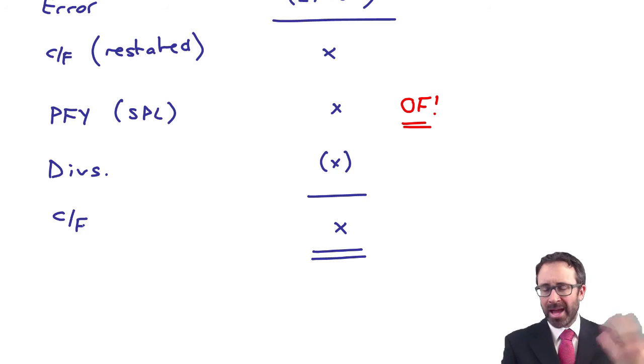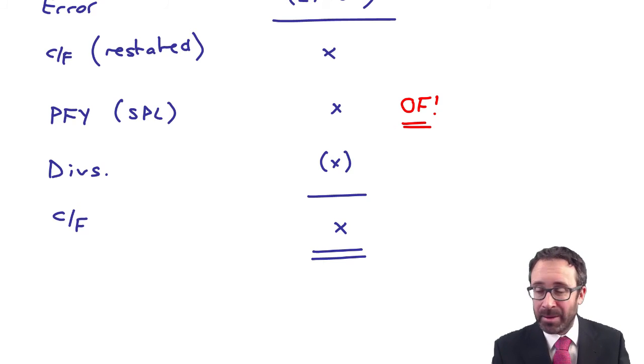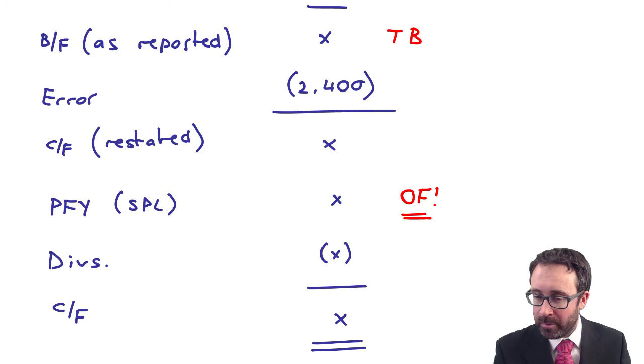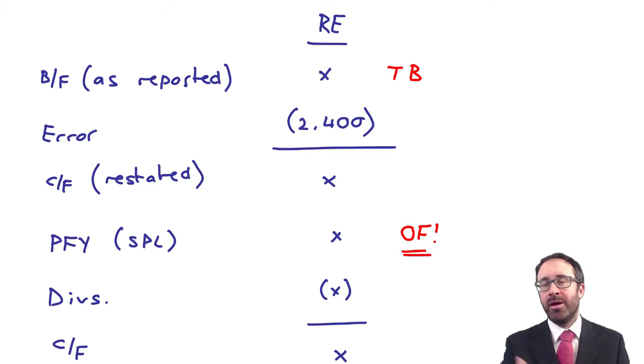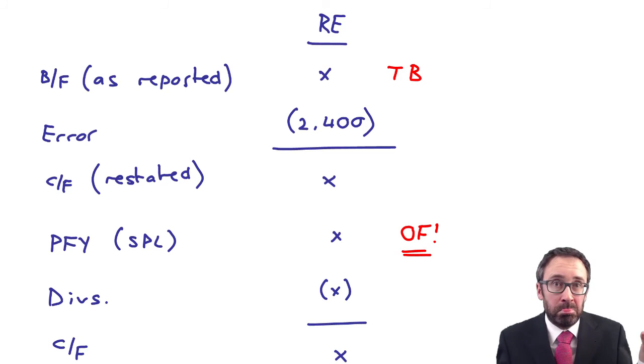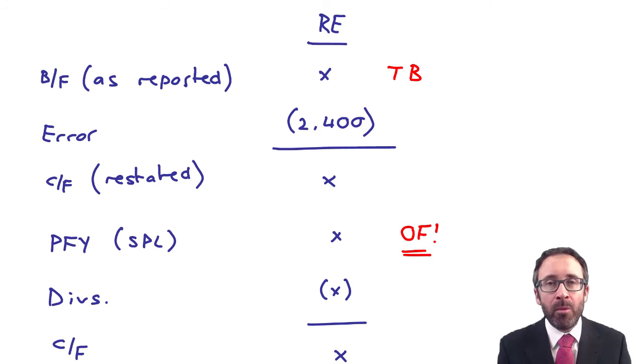Again, the dividends will be given to you somewhere within the question. It might be contained within the TB, in which case just take it straight from there. It could very well be that you might have to calculate them based on the number of shares in issue and the dividend declared per share. I don't know. Examiner can do what they want, can't they?